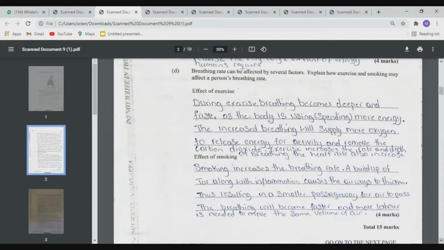So with smoking now, smoking increases the breathing rate. A buildup of tar along with inflammation causes the airways to thicken, thus resulting in a smaller passageway for air to pass. The breathing will become faster and more labored, and more labor is needed to move the same volume of air. So they're telling us that because the passageway is narrowing, the breathing will become faster and more laborious, more work must be added so that you can breathe the same amount of air as if you were normal.